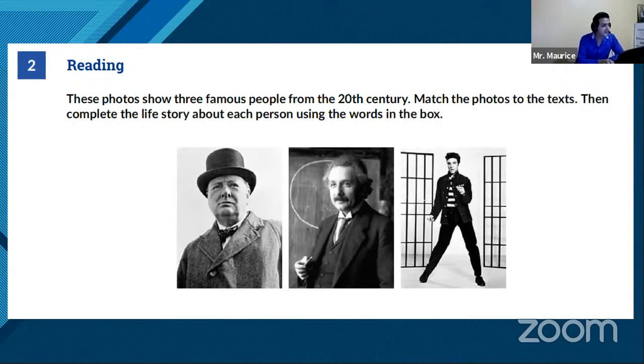Albert Einstein was born in 1879. Albert Einstein was famous for teacher. Albert Einstein was from Germany. Elvis Presley was born in 1935. And Elvis Presley was famous for singer, and Elvis Presley was from United States. Wow, that's good. Thank you.